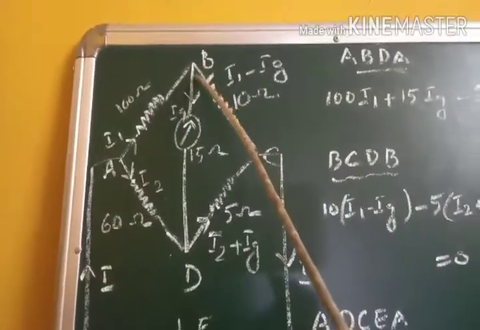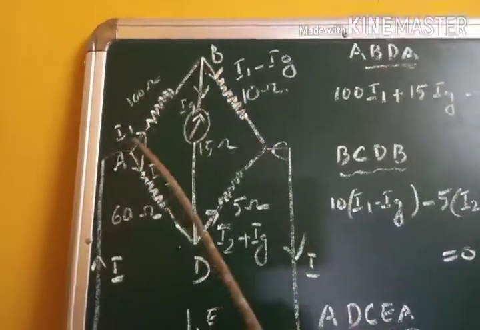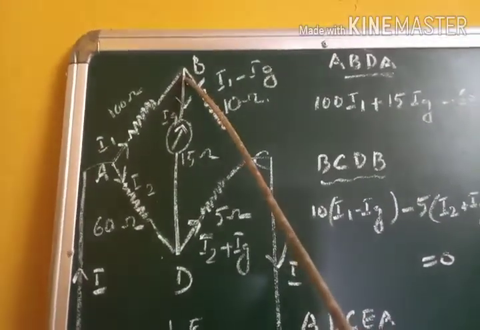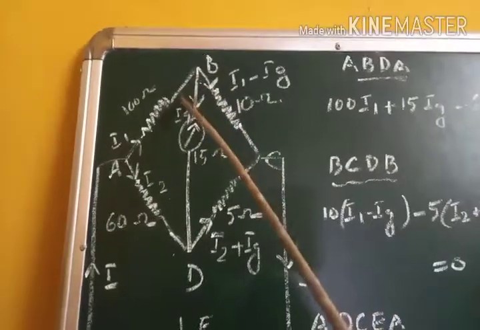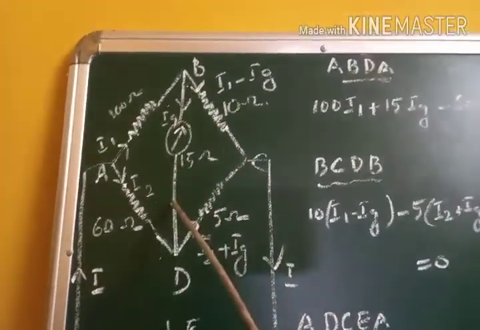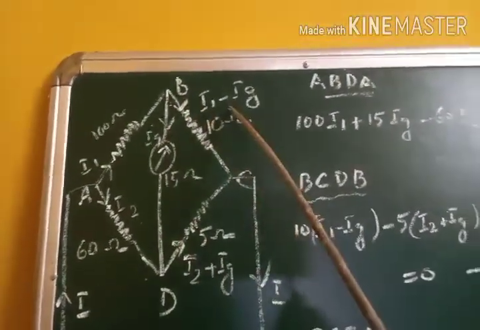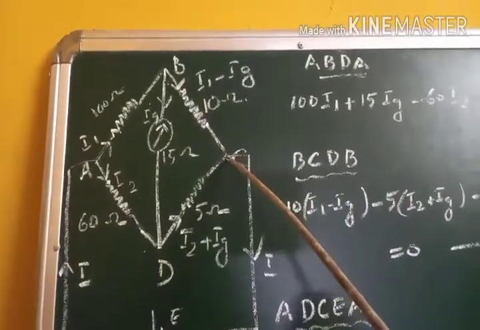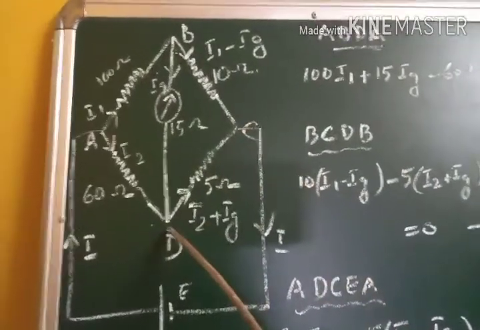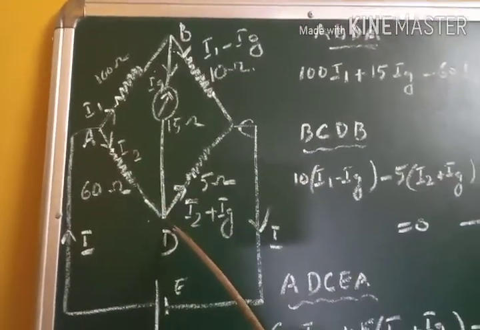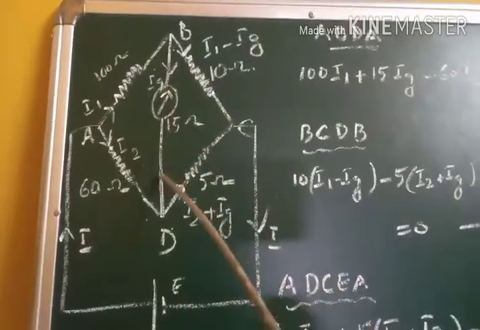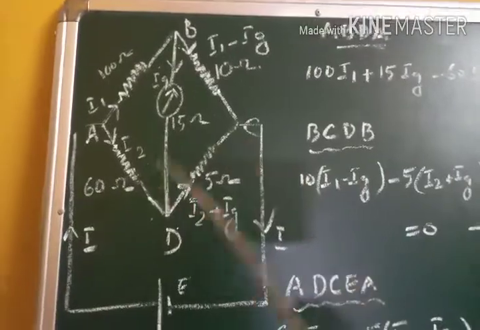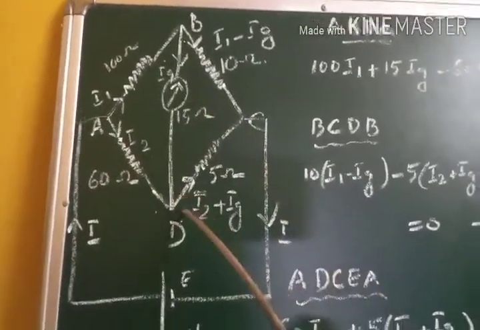Now at the junction B, current I1 is coming to the junction B, and out of I1, one part Ig is flowing through this branch. The rest current, I1 minus Ig, applying Kirchhoff's current law, is flowing through this 10 ohm coming to the junction C. At junction D, I2 is coming and Ig is coming. So the current leaving the junction, the current through this 5 ohm, will be I2 plus Ig.